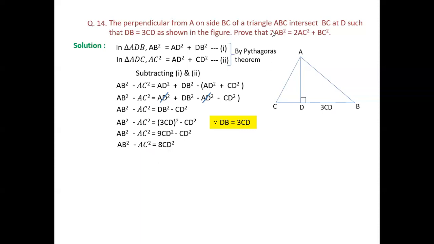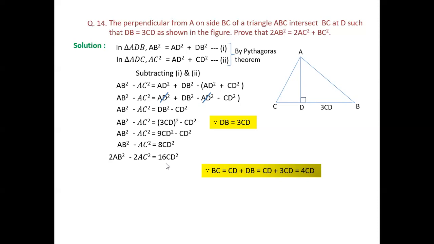Now if you see our relation, we want 2AB square, 2AC square. Here there is only 1. So let us multiply the whole equation with 2. When I multiply the whole equation with 2, it becomes 2AB square minus 2AC square is equal to 16 CD square. Now I'll just see the figure. What is BC? BC is equal to CD plus DB. CD and DB is 3CD. So CD plus 3CD is 4CD. 4CD is equal to BC.